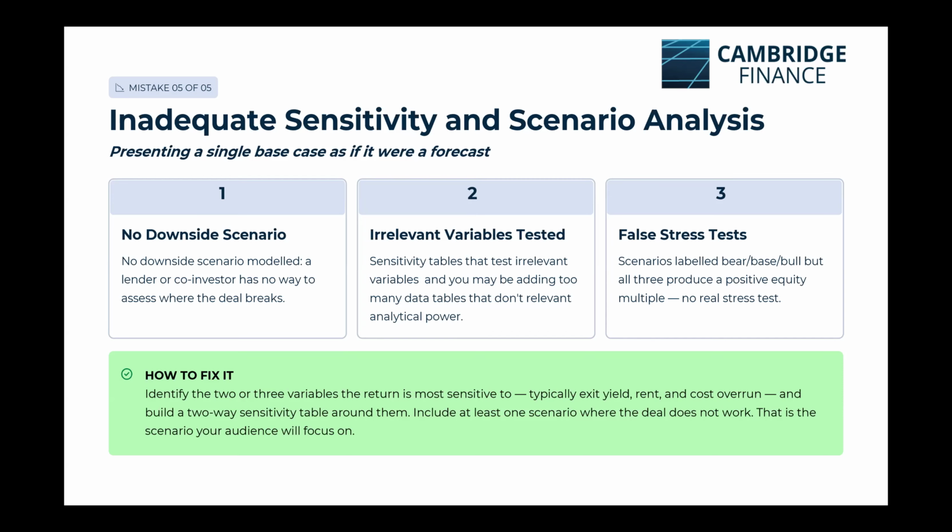Or sometimes they might have an inverse correlation, like with rental growth and yields, for example. So even though it says everything going up will give you a certain result, you need to be able to understand what the numbers are telling you in this sensitivity table. And then false stress tests: scenarios labeled bear, base, bull, but all three produce a positive equity multiple. By positive, I mean greater than 1.5, for example.